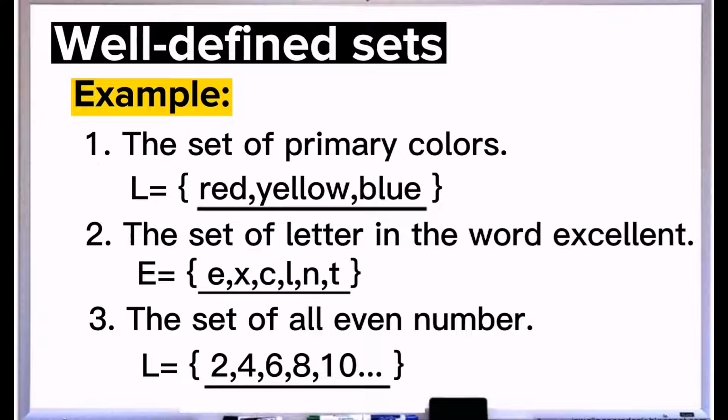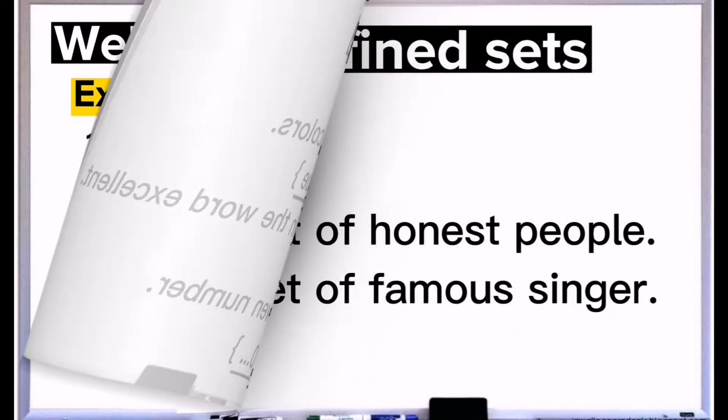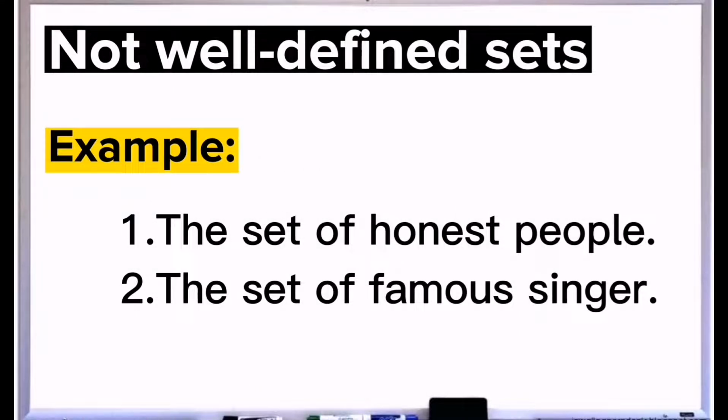Number 3. The set of all even numbers. For this example, we let the name of the set be L, and even numbers are those numbers that can be divided into two equal groups or pairs and are exactly divisible by 2. Those numbers are 2, 4, 6, 8, 10, and so on. So we write that set L is equal to 2, 4, 6, 8, 10, and so on. There is an ellipsis since the numbers are continuing.